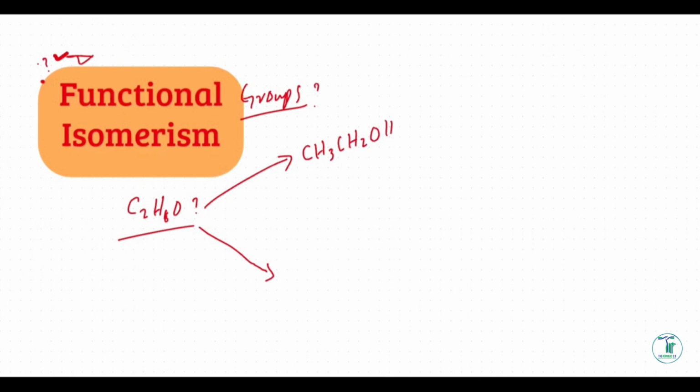Suppose we have a compound that is C2H6O. So this is the molecular formula of the compound, but this compound can make two different structural compounds based on their difference in the functional group. First of all, it will make alcohol this way. There are two carbon, six hydrogen, and one oxygen. So it will make CH3, CH2, and OH. So this OH will make it alcohol.